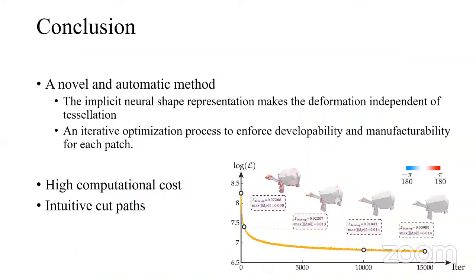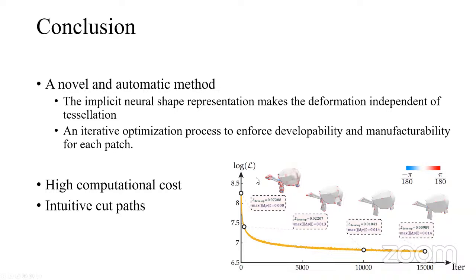Let's take a conclusion for this work. We propose a novel and automatic algorithm. The first contribution is to use the implicit neural shape representation to make the deformation independent of tessellation. Then we propose an iterative optimization process to enforce developability and manufacturability for each patch. However, it has some limitations.